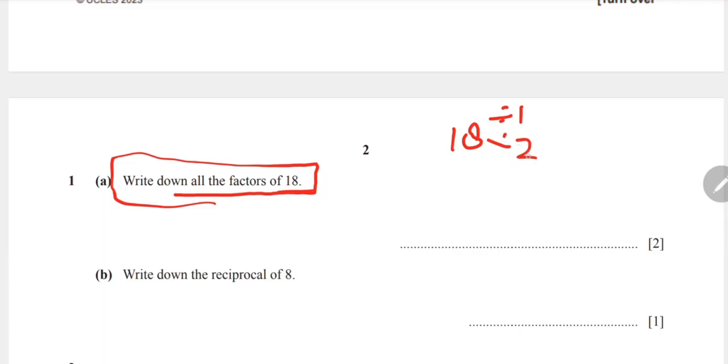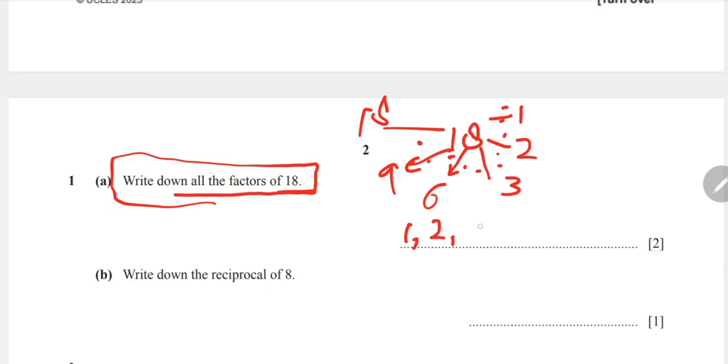It is also divisible by 2, also by 3, also by 6, 9 and 18. So all these numbers are factors of 18: 1, 2, 3, 6, 9, 18.